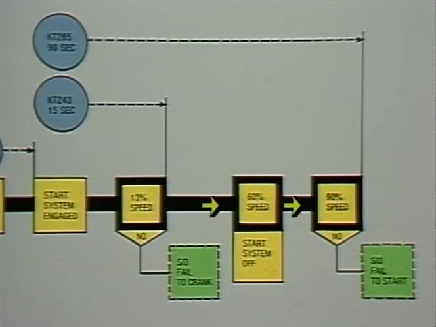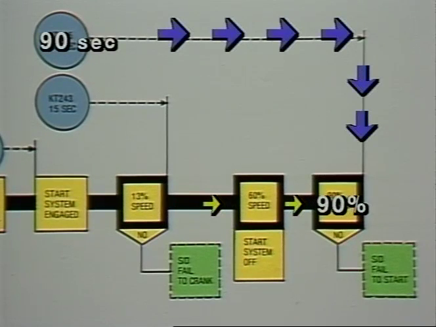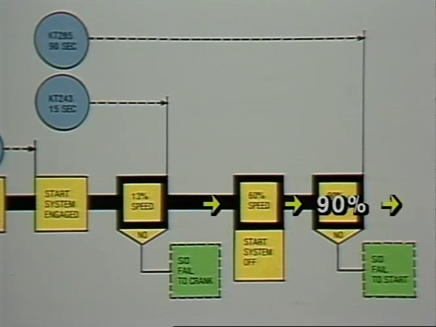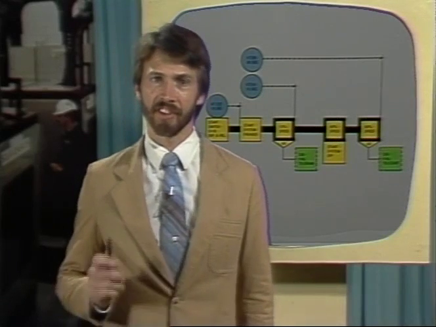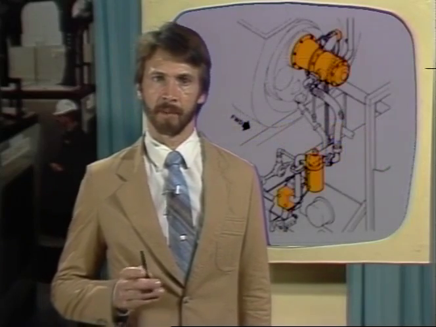The engine must now accelerate to 90% speed under its own power before the 90-second start timer times out, or the package will shut down on fail to start. If 90% speed was achieved by 90 seconds, the engine's acceleration to 100% speed will continue. This concludes the start system lesson. You may wish to review your student workbook or proceed on to the next lesson.